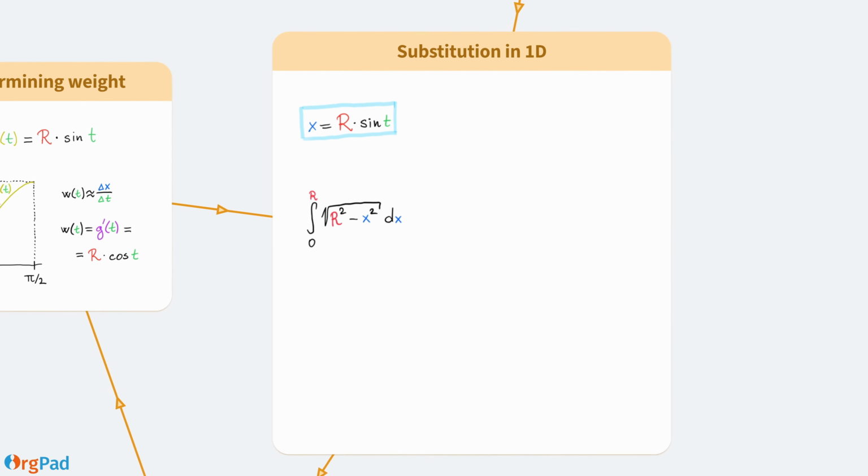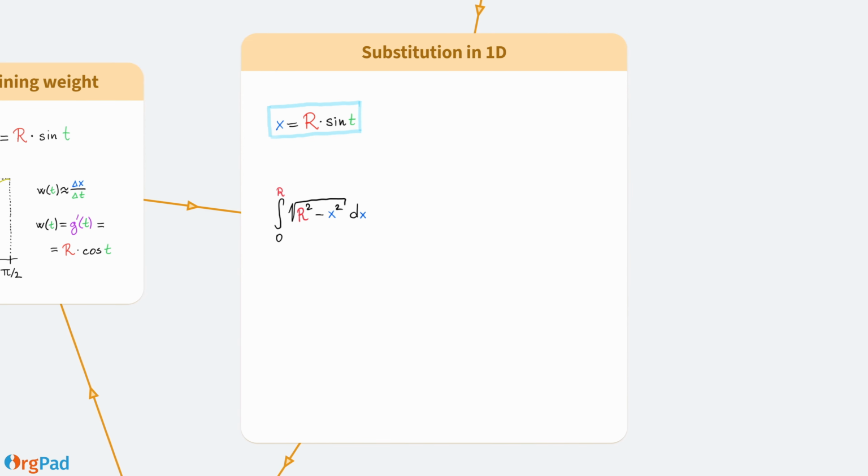The substitution in the integral of the square root of r squared minus x squared is fixed by introducing the extra weight factor w(t) equal to r times cosine t. After the same simplification as before, we need to compute the integral of r squared times cosine squared of t.